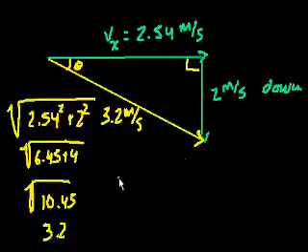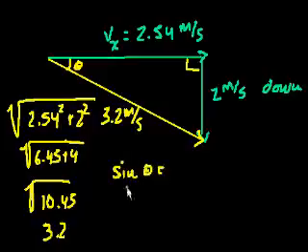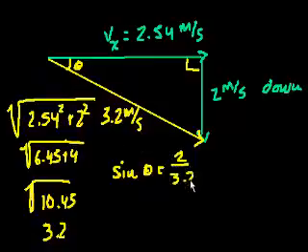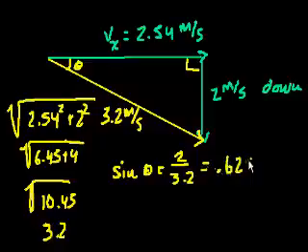So sine of theta is equal to what? SOHCAHTOA. Sine is opposite over hypotenuse. So the opposite side is the y direction, so that's 2 over the hypotenuse, 3.2. So 2 divided by 3.2 is equal to 0.625. So sine of theta equals 0.625, and maybe you're not familiar with arcsine yet.